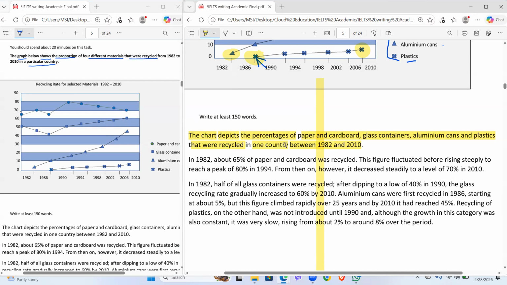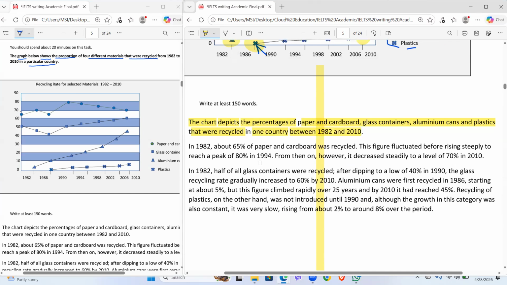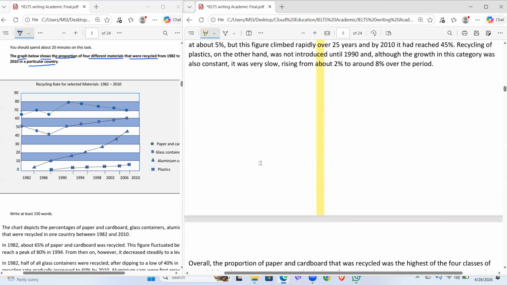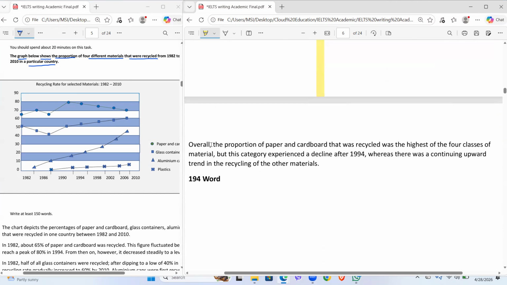So first paragraph, just paraphrase and leave it. Second paragraph, you can write overall, or you can write the body, and finally write overall at the end also. Overall is at the end. First, this is overall. So what to write in the overall? Highest, lowest, trend, major points, like the proportion of paper and cardboard that were recycled was the highest. So what was the highest? Paper and cardboard.